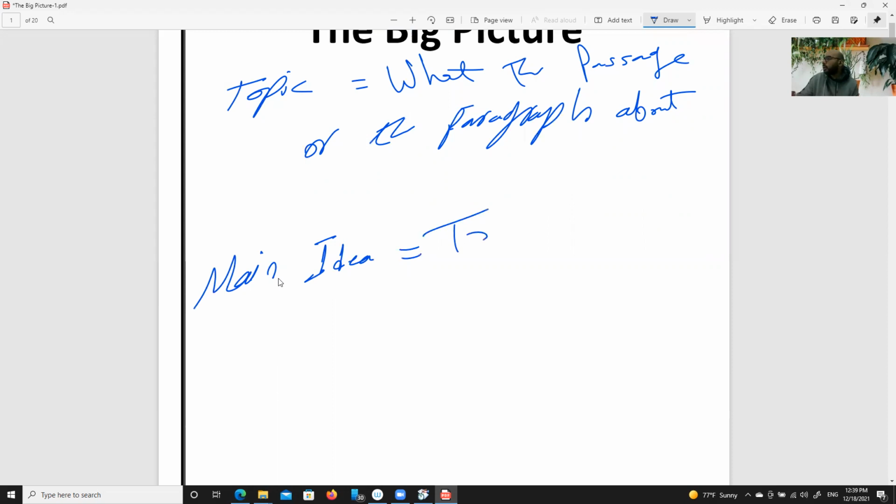Main idea equals the topic plus, why you write this? Or plus, so what? What does that mean? You get the topic before getting the main idea.